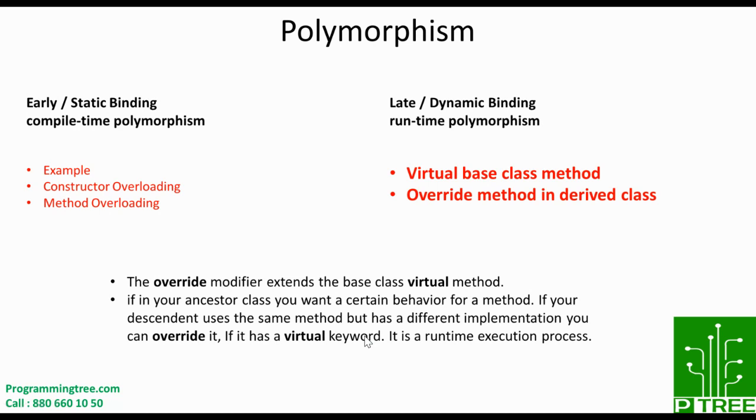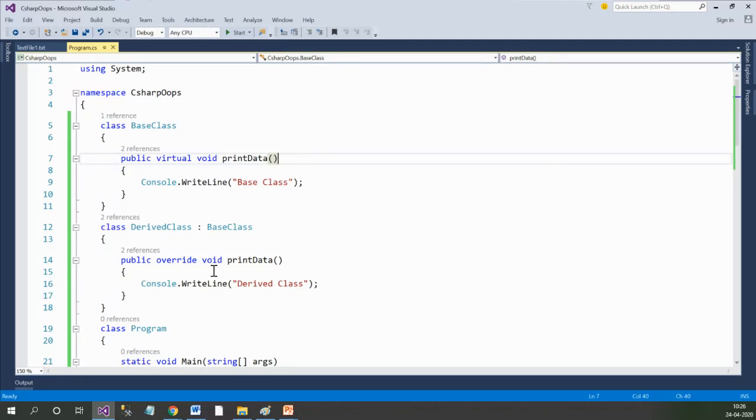So the scenario where we'll be using dynamic binding is if there is a base class which has a certain method already created and the same method needs to be used within the derived class with some different implementation. Then we'll be using runtime polymorphism, where the base class method needs to be virtual and the derived class method will be override. So let's see it practically. Now let's switch to Visual Studio.